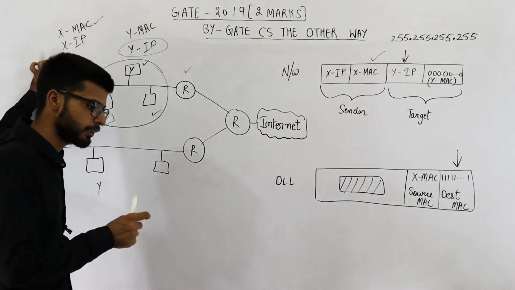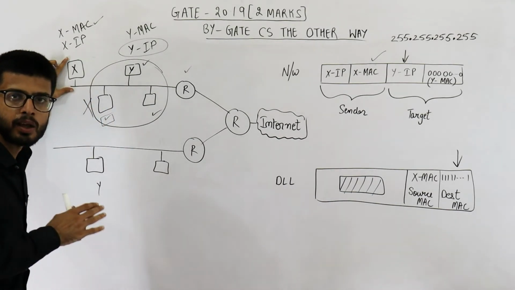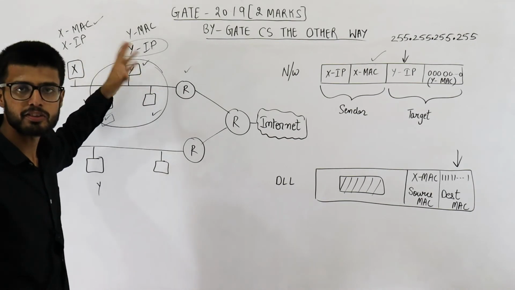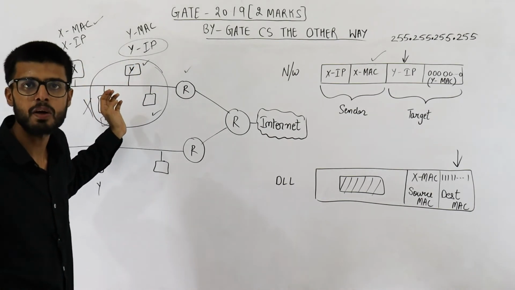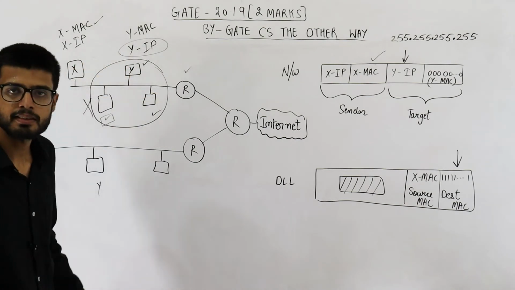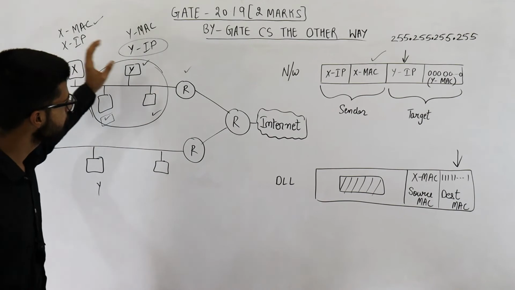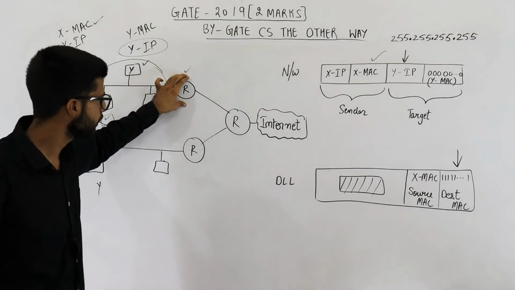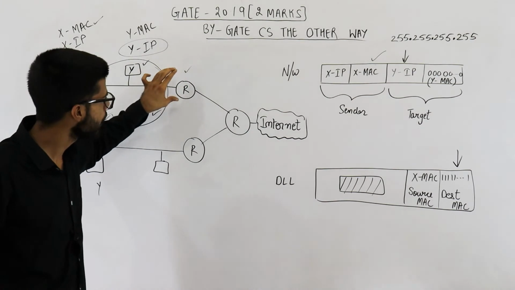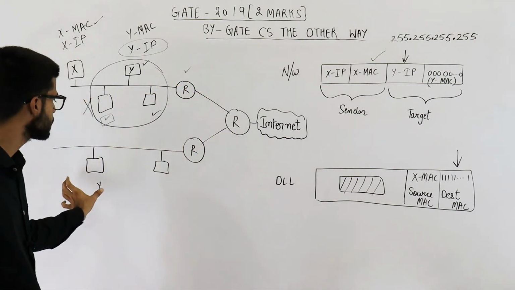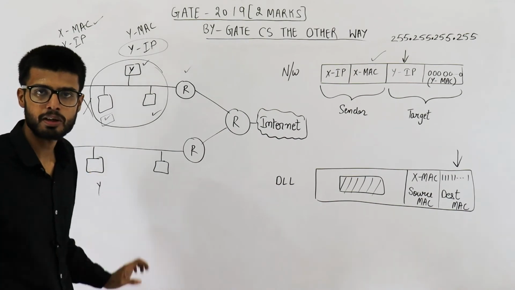X knows that they are in different networks. Now there is no use of broadcasting any message in its own subnet. So X will not send a broadcast ARP request. Instead, X will just forward the message to the router. It will forward the message to the default gateway, and X will say, now it is your responsibility to send this message to Y because Y is not in my network.